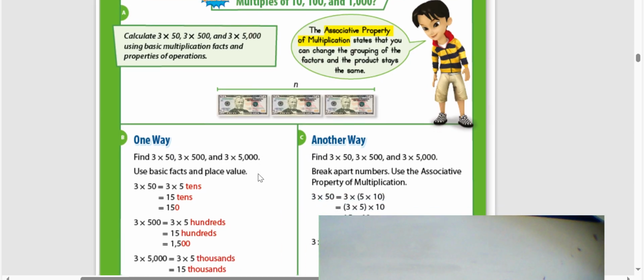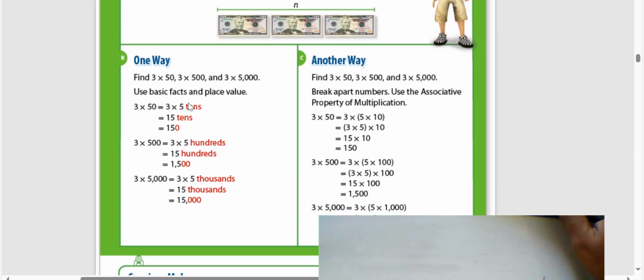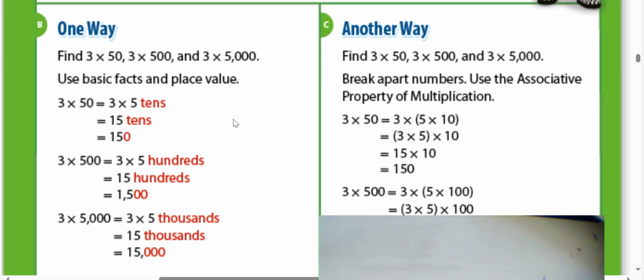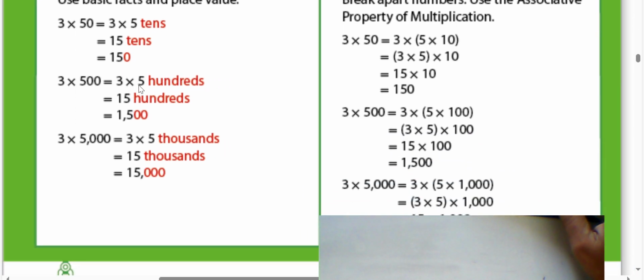Here, look at 3 times 50 equals 3 times 5 tens. The result will be 15 tens. And also 3 times 500 equals 3 times 5 hundreds, 15 hundreds. 3 times 5 equals 15. And 3 times 5,000 equals 15,000.